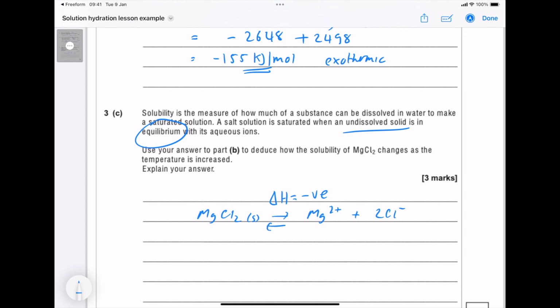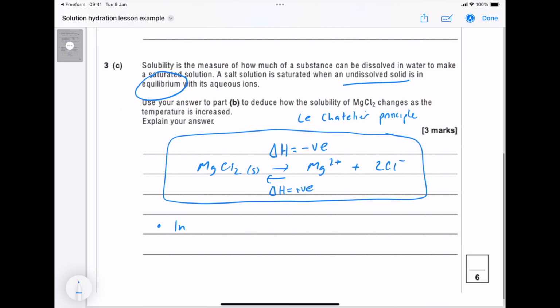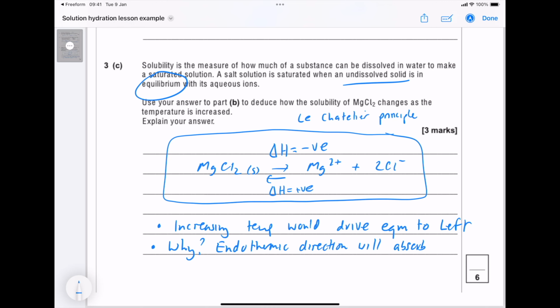That means exothermic. If I increase the temperature of this equilibrium, what happens? The position of equilibrium will move to oppose the change as much as possible. So it's going to move in the direction which is going to absorb the heat, which is the endothermic direction. So let's formulate the answer. Increasing the temperature would drive the equilibrium to the left. Bullet point 2. Why is this? The reason is that's the endothermic direction, and the endothermic direction will absorb the heat.